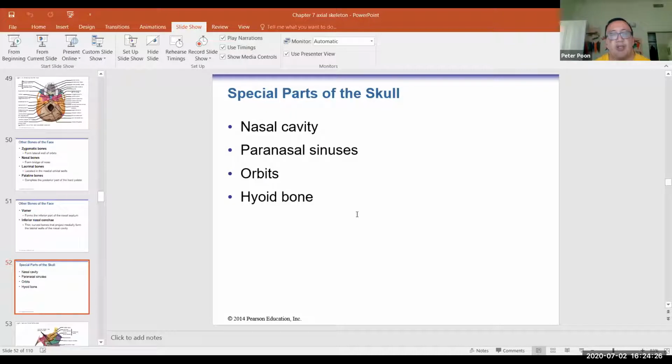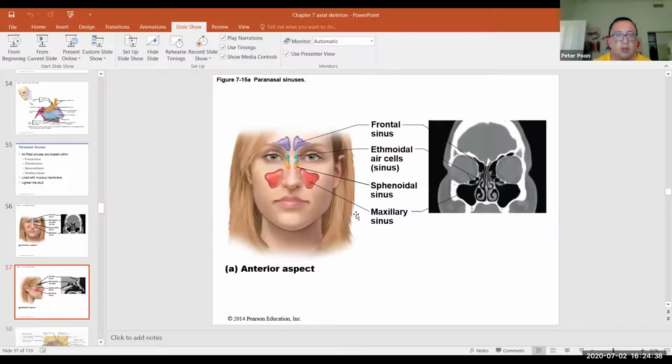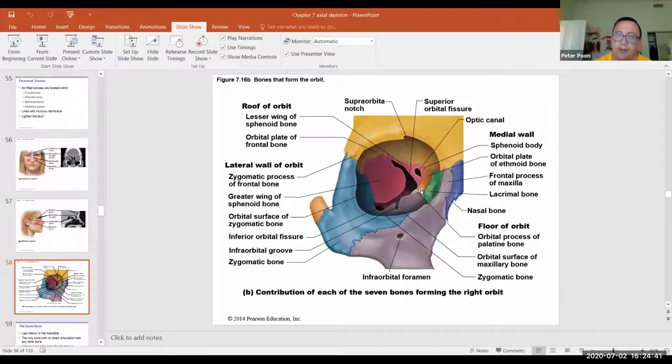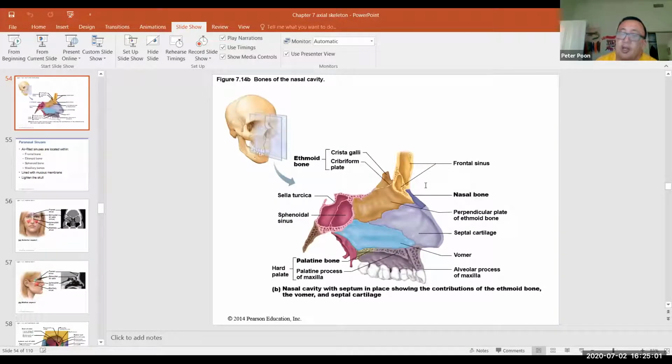All right, special parts of the skull: the nasal cavity, the orbits. We'll skip the paranasal sinuses, the hyoid. So this is the orbit, commonly known as the eye socket. There's a whole bunch of bones around it. Your eye socket is not made from one bone, it's made from many, many bones. Just like your nasal cavity.